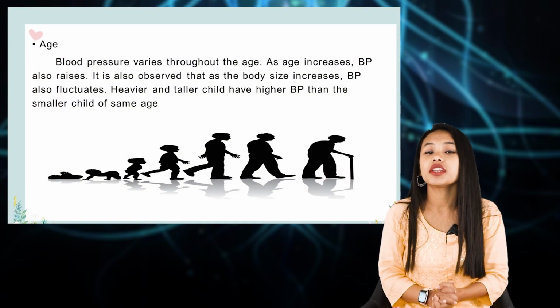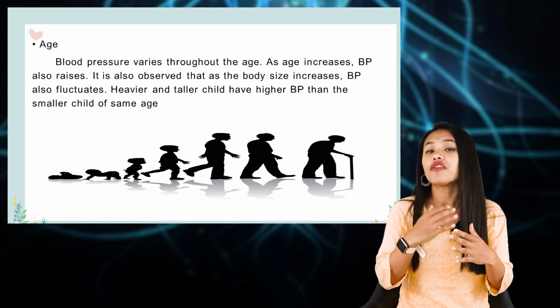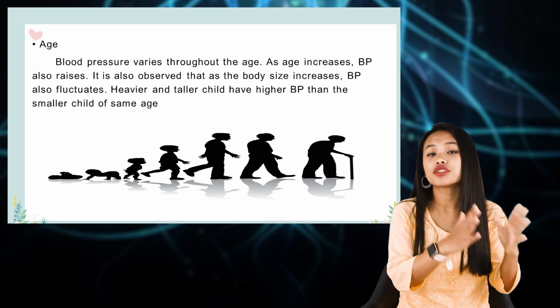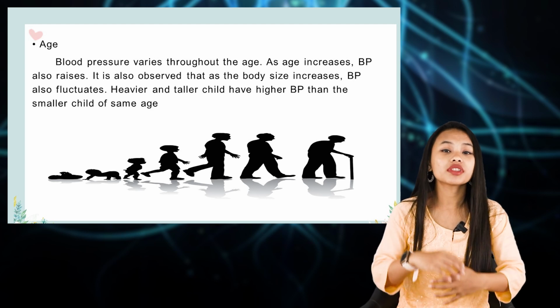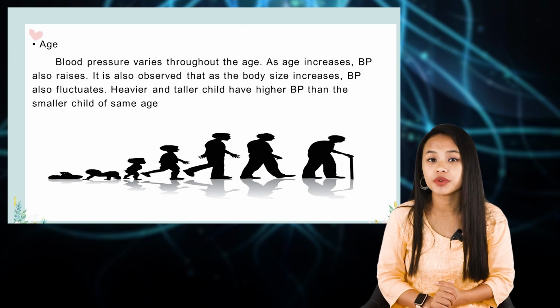So the first one here is the age, right? So here the blood pressure of an individual will vary throughout their life. So here, with an increase in the age of an individual, the blood pressure will also be increased.